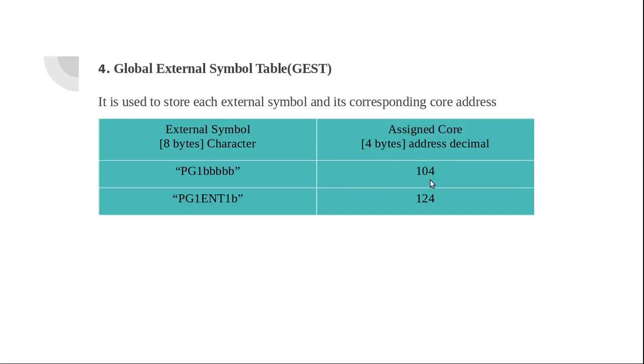Whenever we are passing through each segment, it will check for the external symbols that are defined by SD or LD in the ESD card. Then those symbols will be stored into the global external symbol table. At the same time, it will assign the absolute core address value for those external symbols, and the value of that absolute address will also be stored in the external symbol table, that is GEST.